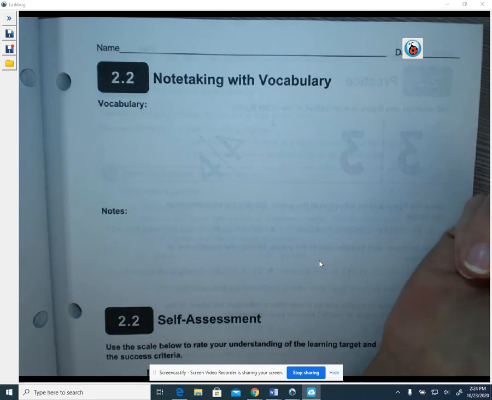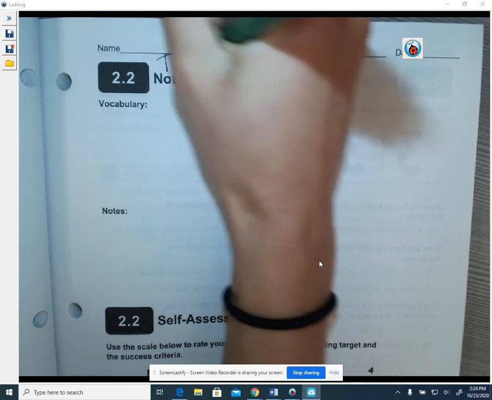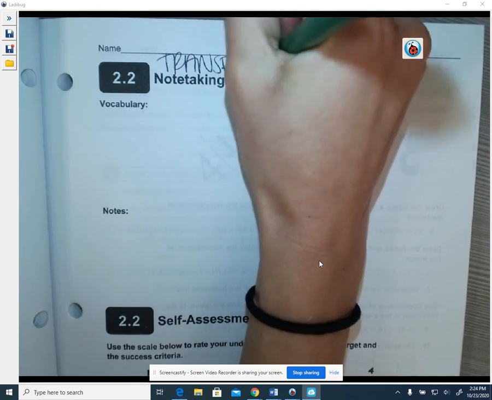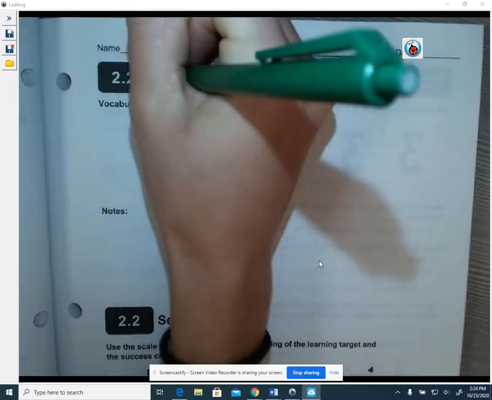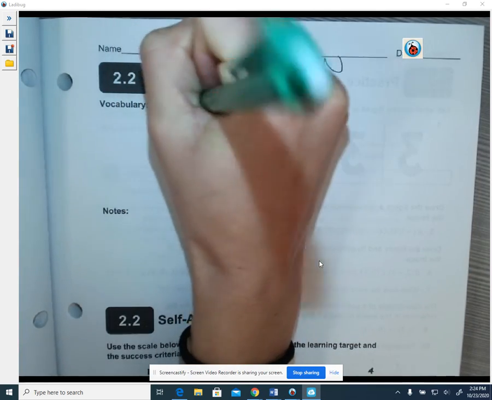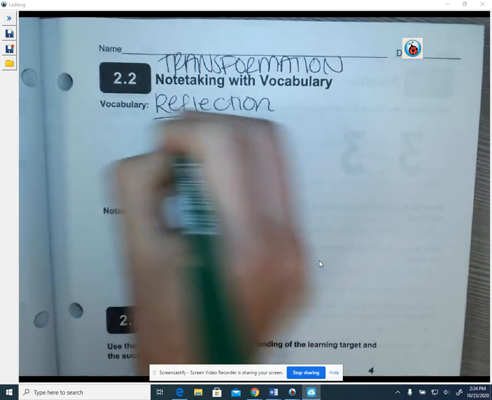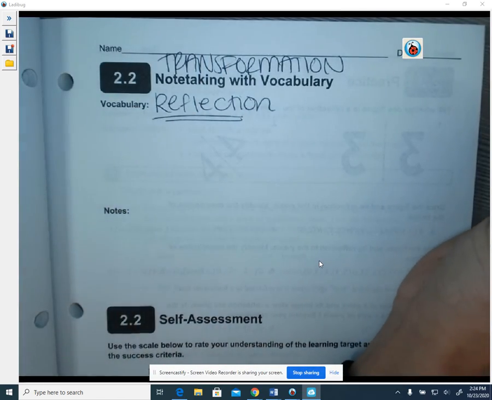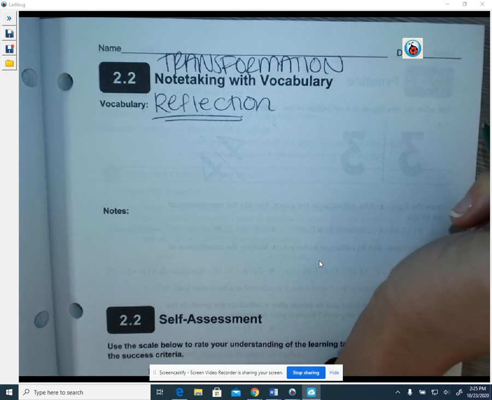Today we'll learn about the second type of transformation. It's called a reflection. You see the word reflect in it? It probably makes you think about when you look in the mirror, you see a reflection. That's exactly what we'll be talking about today.